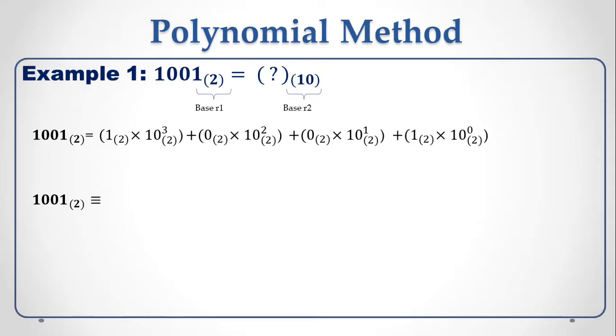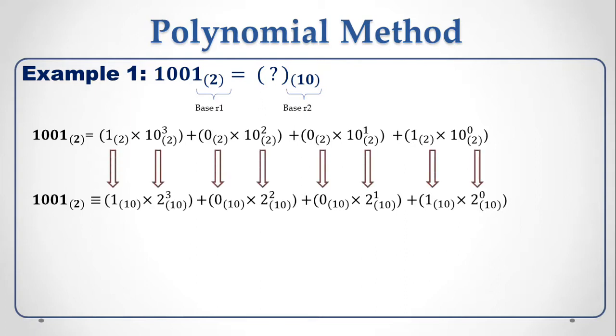Next, replacing each of the number system with the base R2, the least significant bit is represented as 1 in base 10, into 2 to the power of 0, 0 into 2 to the power of 1, 0 into 2 to the power of 2, and 1 into 2 to the power of 3. And if you observe, we have represented the base R1 and replaced it by the base R2.